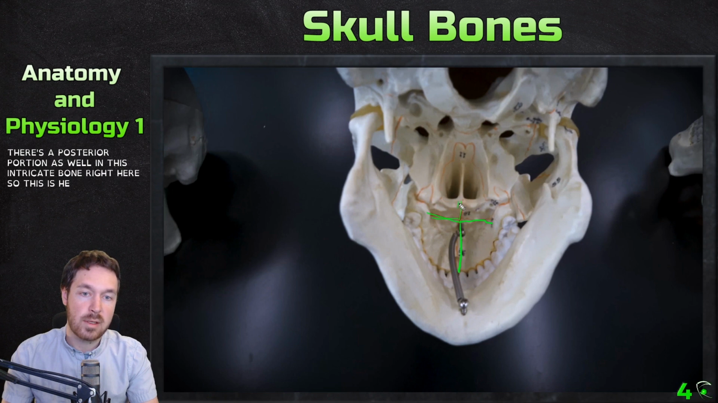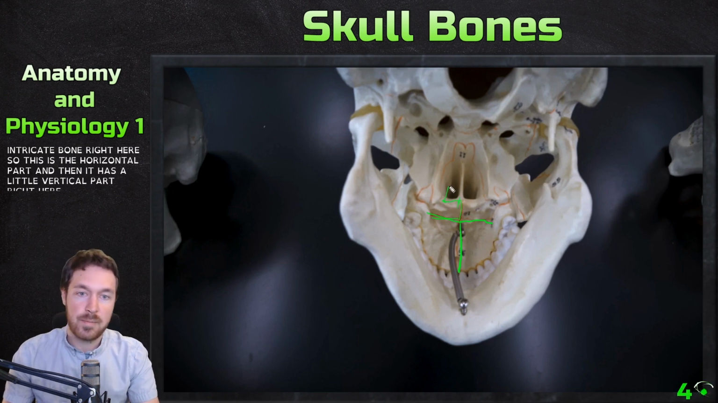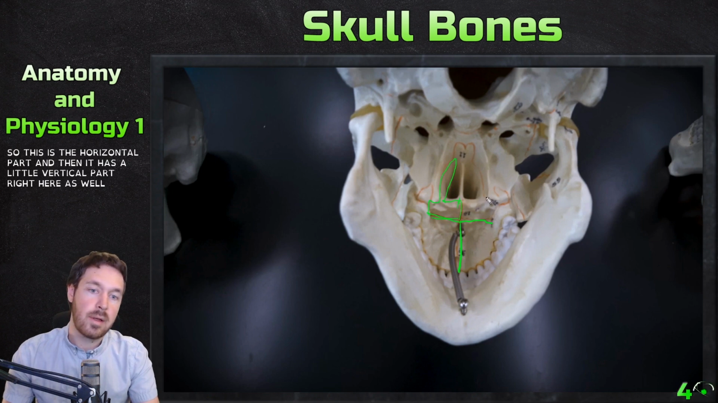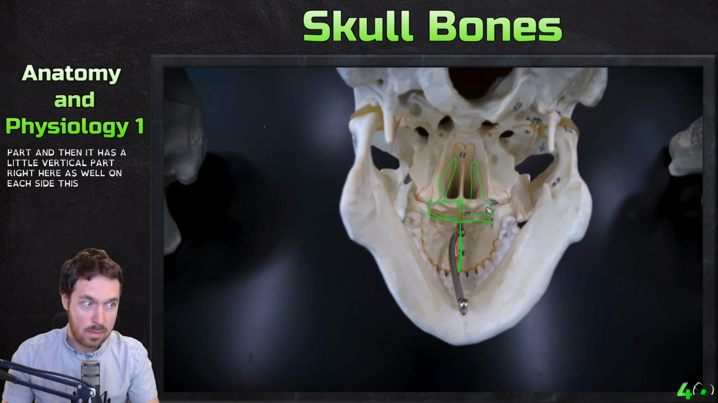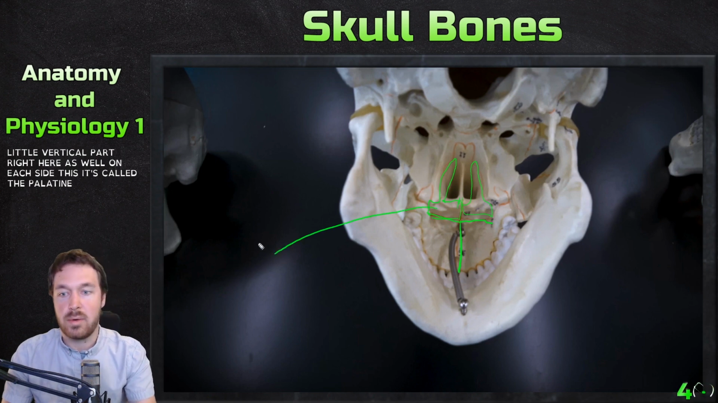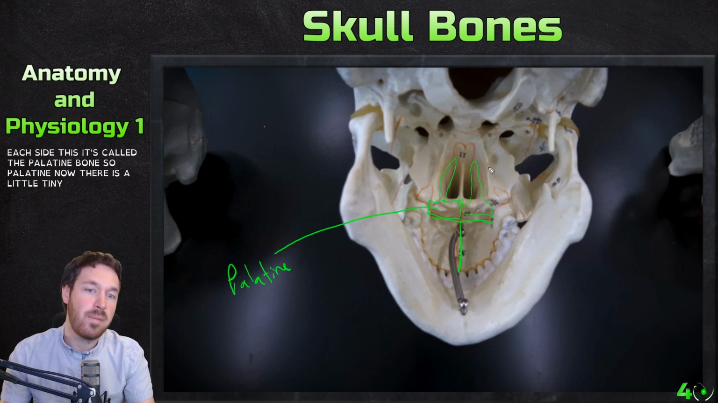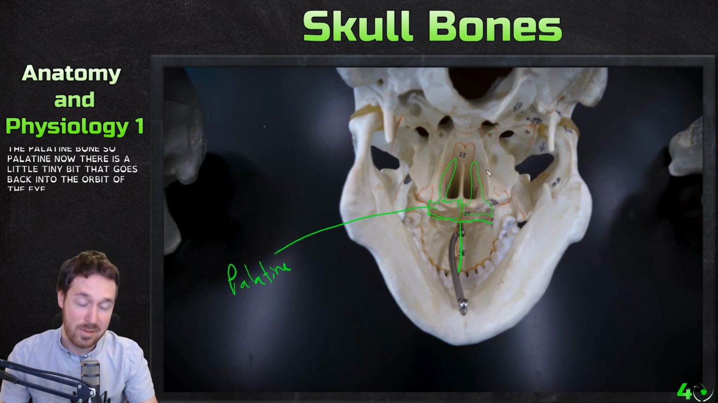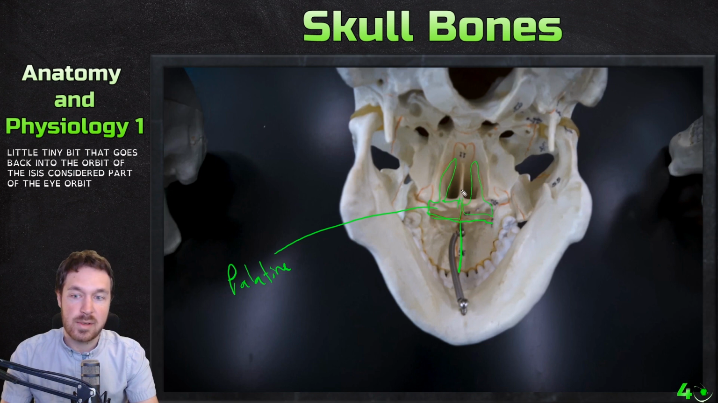So this is the horizontal part, and then it has a little vertical part right here as well on each side. This is called the palatine bone. Now there is a little tiny pit that goes back into the orbit of the eye, so it's considered part of the eye orbit too. So this is the palatine bone.